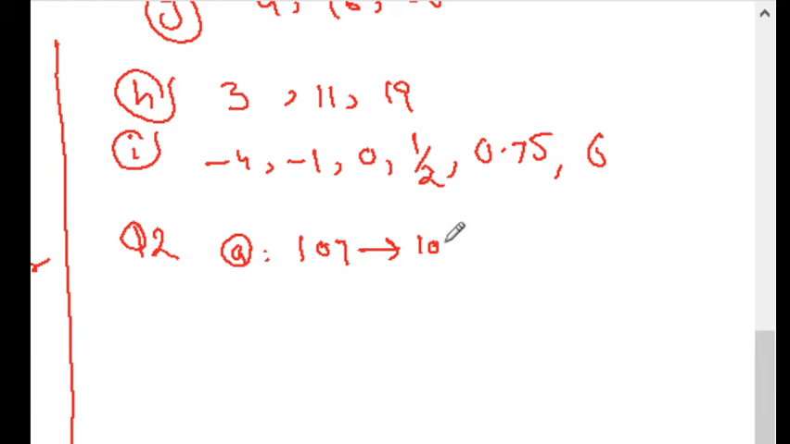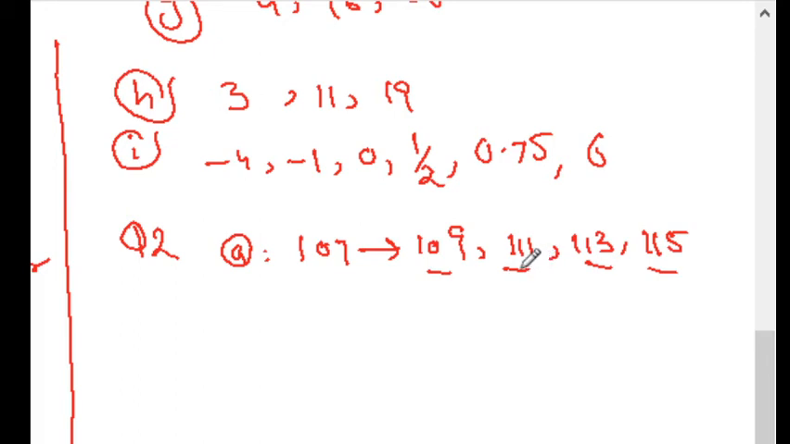108 is not an odd number, that's an even number. So 109. 110 is not an odd number, 110 is an even number. So 111, then 112 is not odd, so 113, 114 is not odd, so 115. So these are the next 4. I wrote this 1, 2, 3, 4. Next 4 means the next 4 after 107.